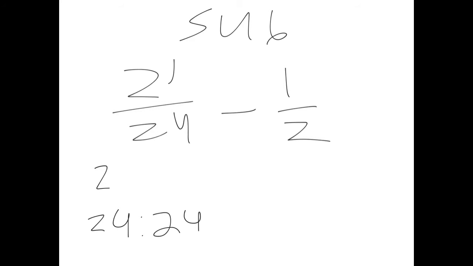Can 2 go into 24? Yes, it can. So you're going to want to find how much it goes in, and then that will be your lowest common denominator. So you're going to want to find what 2 times what is to get 24, which is 12. So I'm just going to write that, 24.